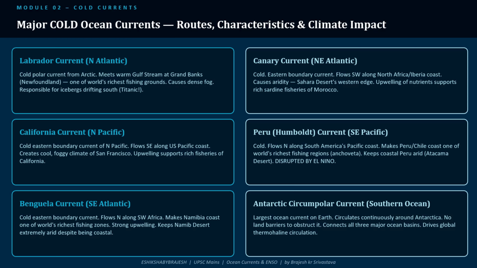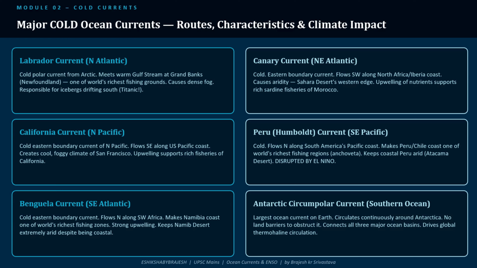The Canary Current flows southwestward along northwest Africa, Portugal, Morocco, and the Canary Islands. As a cold eastern boundary current, it suppresses evaporation from the ocean surface, keeping the overlying air dry. This is the primary reason the western edge of the Sahara Desert reaches all the way to the Moroccan coast. The Canary Current also drives powerful upwelling of cold, nutrient-rich deep water, creating extraordinarily rich fisheries along Morocco, Mauritania, and Senegal.